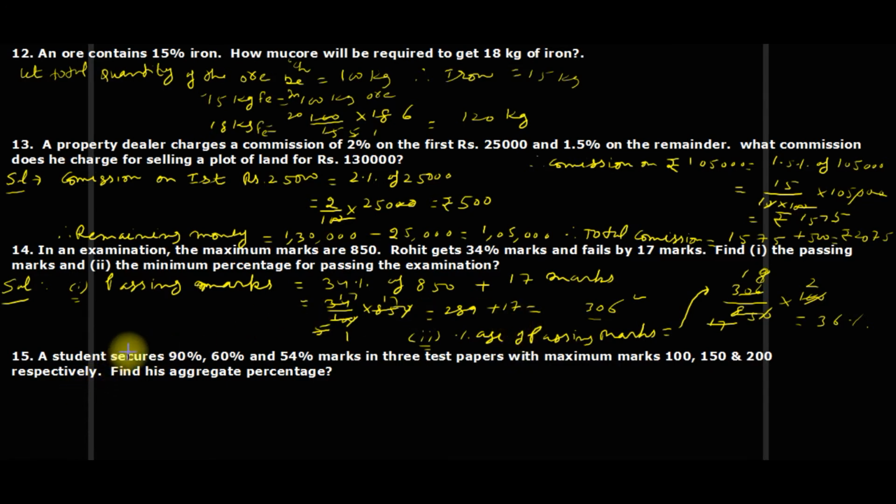Right students, now we will move on to question number 15. A student secures 90, 60 and 54% marks in the 3 test papers with maximum marks 100, 150 and 200. Find his aggregate percentage.